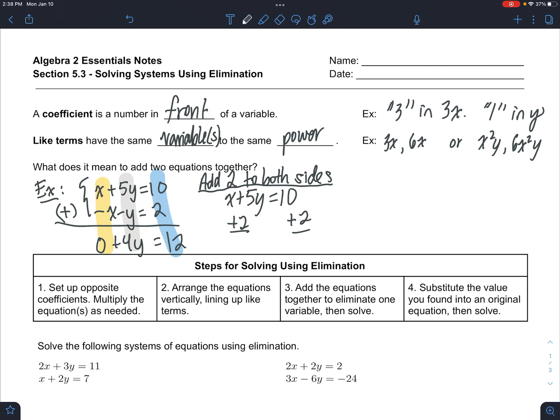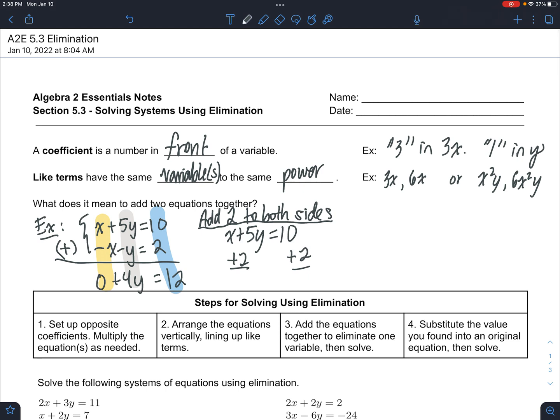Yeah, it's legal. It's the same quantity, right? Equations are balanced, so as long as we add the same thing to both sides, it should be fine. But when we added the equations over here to the left, we added 2 to the right side, but we added negative x, negative y to the left side. So why is that allowed? Well, look at that second equation. It says that 2 is the same thing as negative x, negative y.